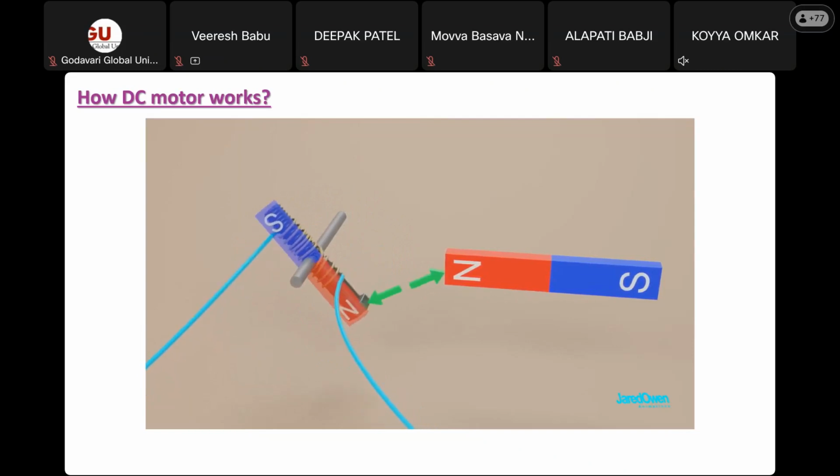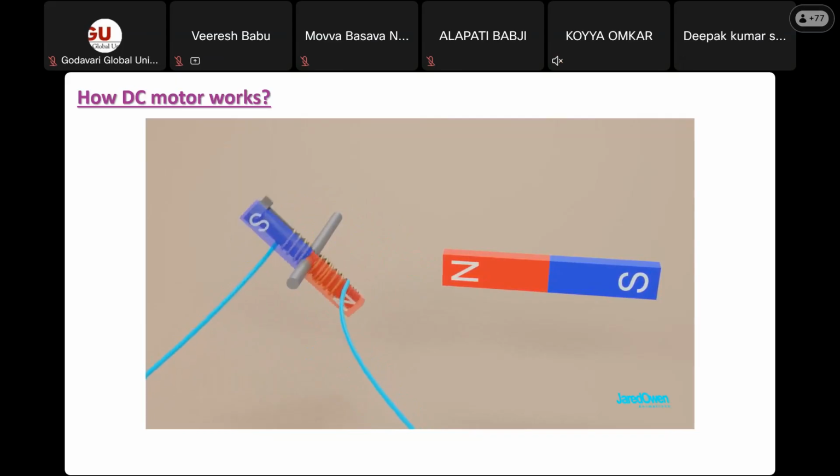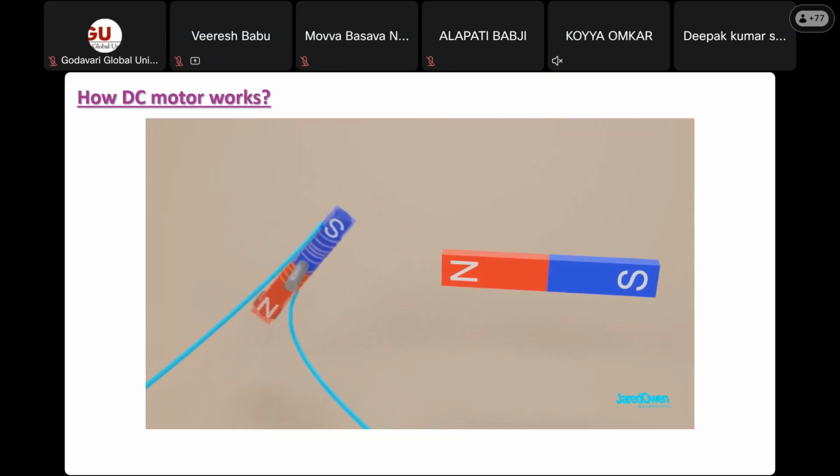Now let's switch the wires to reverse the poles on the electromagnet. The same poles repel and opposite poles attract. Now reverse the polarity again. Same poles repel and opposite poles attract. If we keep switching the polarity, our electromagnet will just keep spinning.